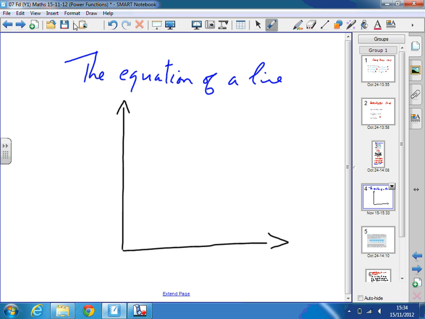If I plot two functions, y against x, and I get a straight line, then I can find the equation of the line. And the equation of the line is y equals mx plus c. Hopefully that rings a few bells. And you're going to tell me what m represents.